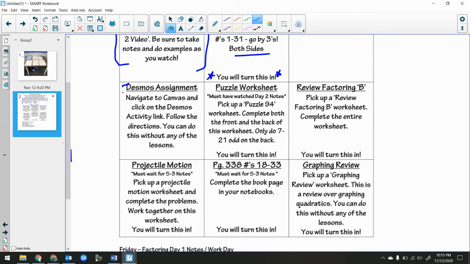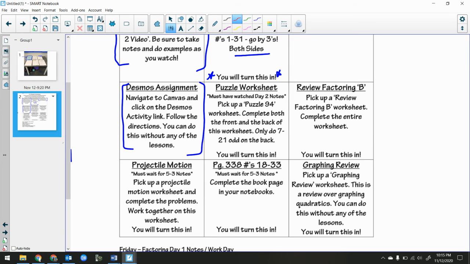Okay, on Canvas you'll also see a Desmos assignment. Desmos is that graphing calculator. It's a really cool activity. It kind of walks you through transformations again. And notice there is no prerequisite to that one, so you don't need any additional information before you do that.